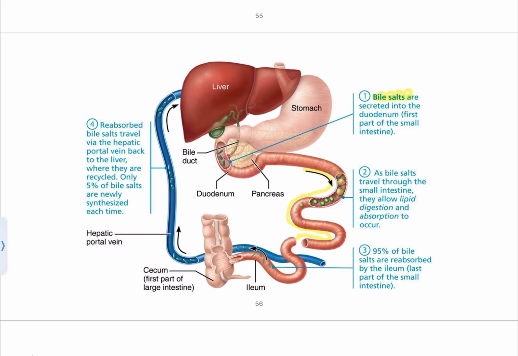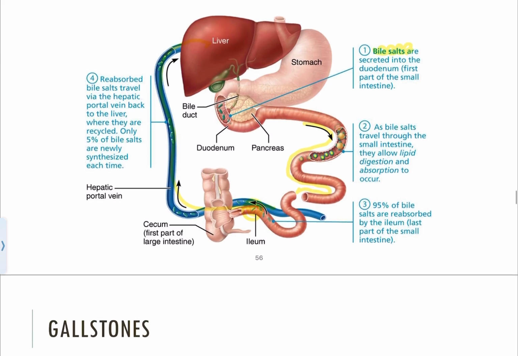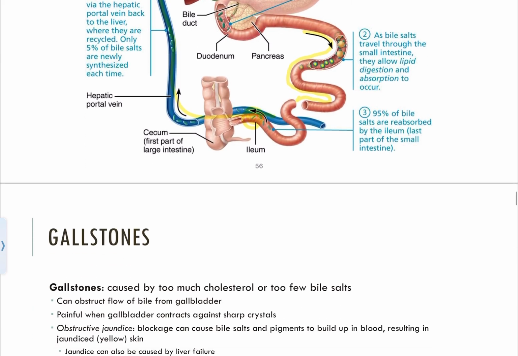And then as they travel through, 95% of the bile salts are going to be reabsorbed by the last segment of the small intestine, which is called the ileum. And once we reabsorb them, we're going to recycle them back via the hepatic portal vein back into the liver. So we only have to synthesize about 5% of new bile salts to replace the correct amount.